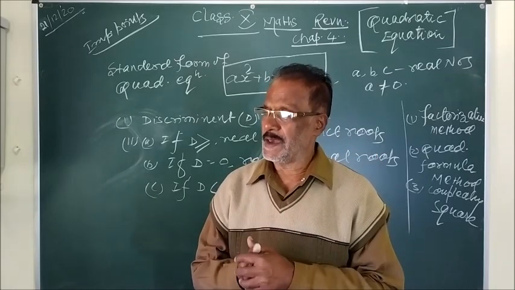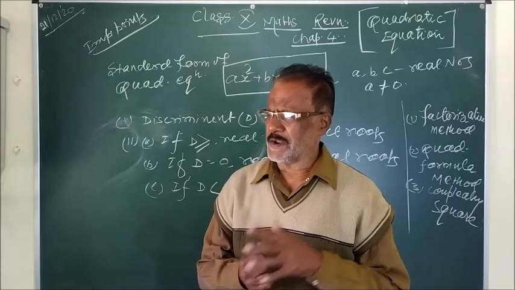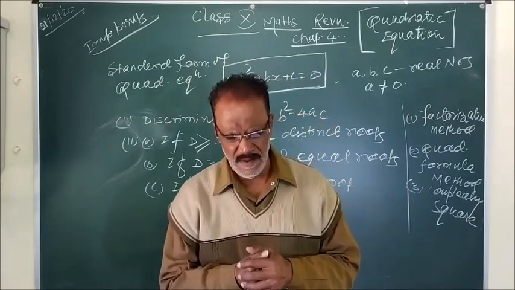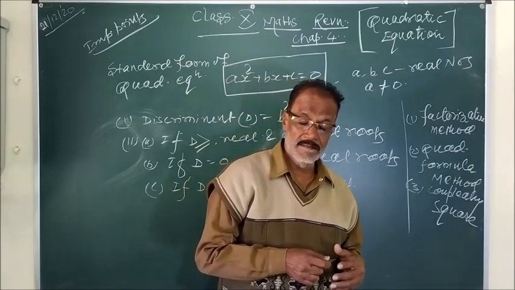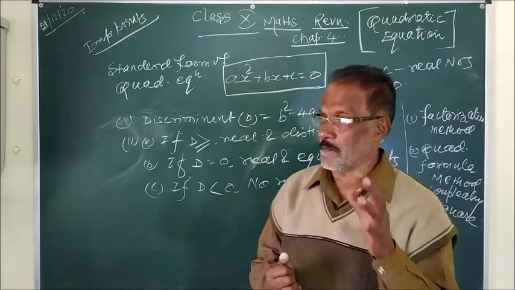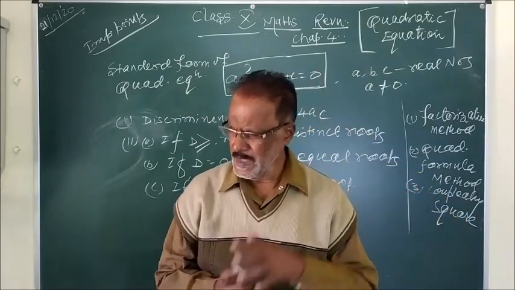Second, polynomials. What are the zeros of the polynomial? How will you find the zeros? And what is the relationship between the zeros and the coefficients of the variable?